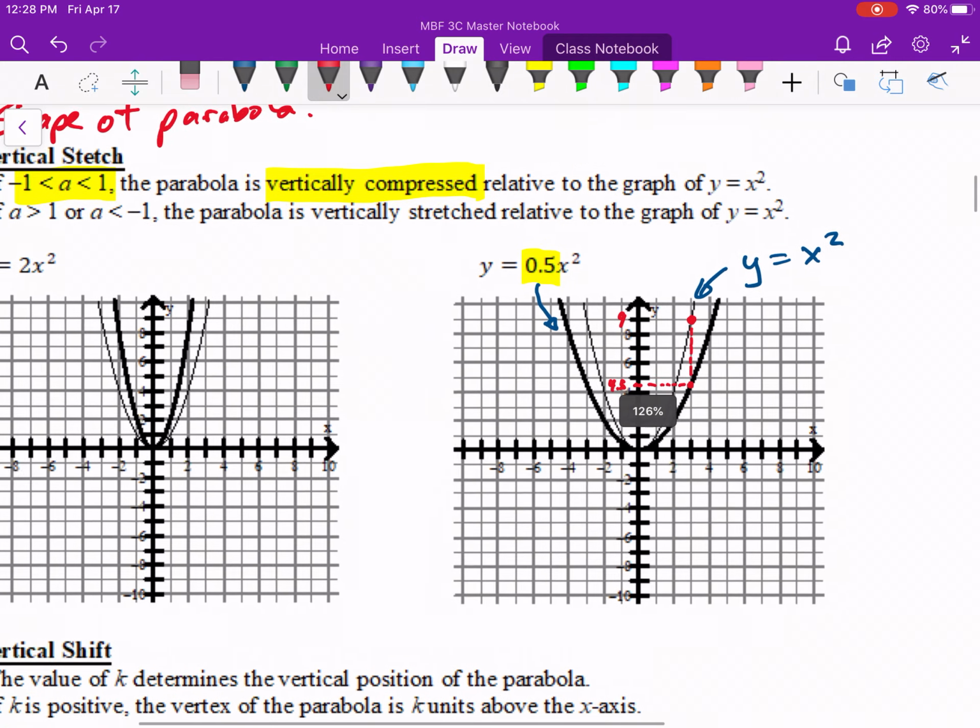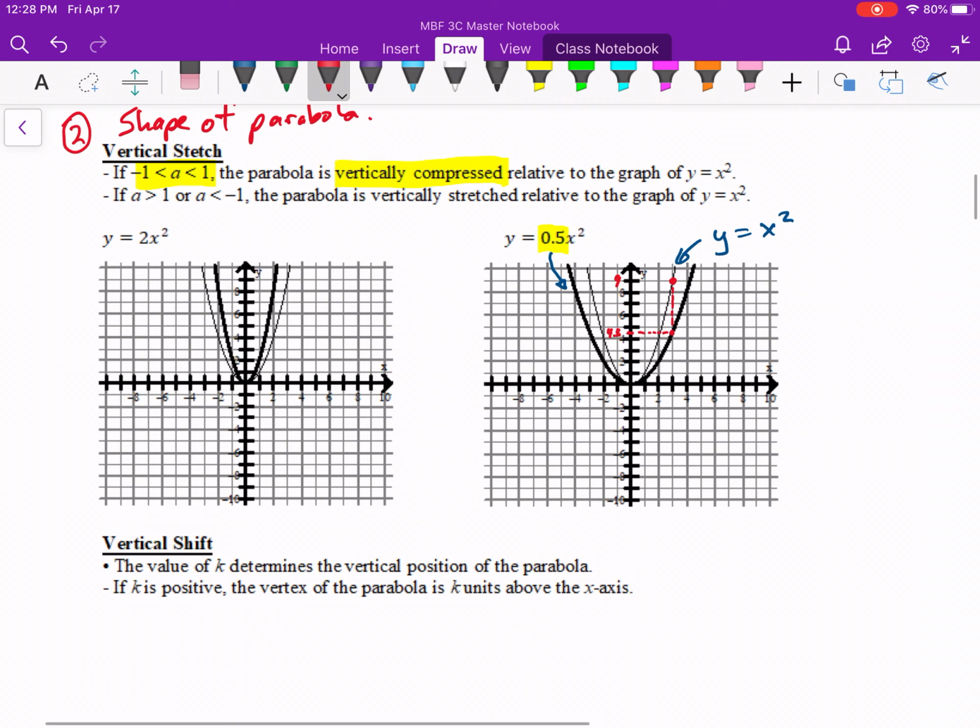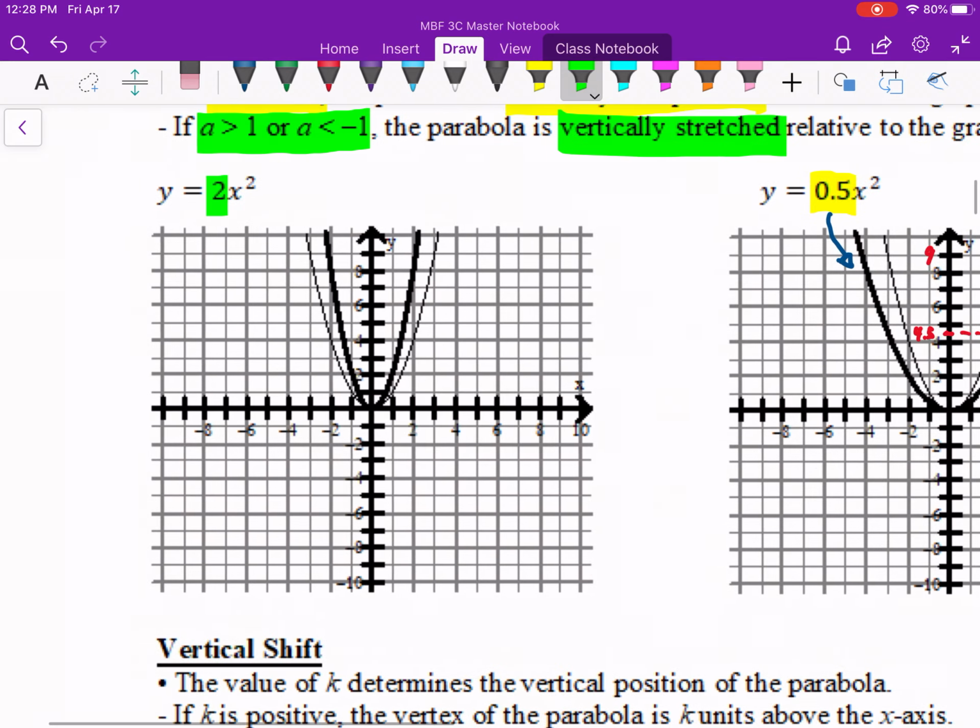If a is greater than 1 or less than -1, again, kind of an awkward way to say it, but ignore the negative again for now. Just think any number that's bigger than 1: 1.1, 10, a million, 37.2, whatever. Fractions work too. Any improper fraction like 27 over 4. Anything bigger than 1 is going to be vertically stretched. And if we want an example of that, here's this one. It's got a stretch of 2.